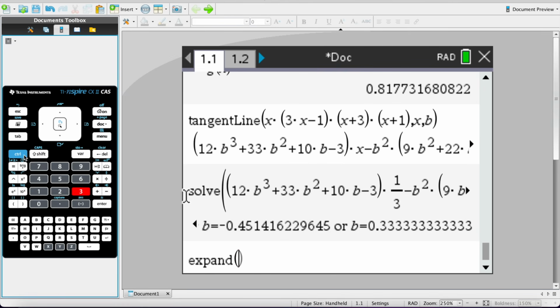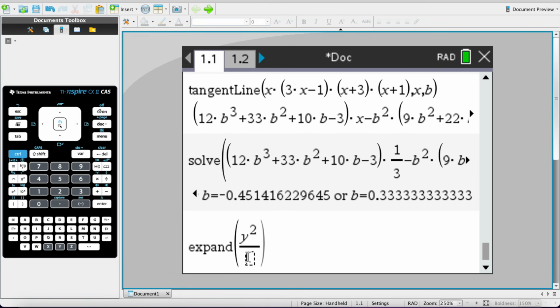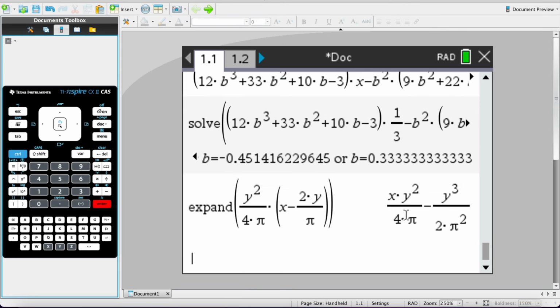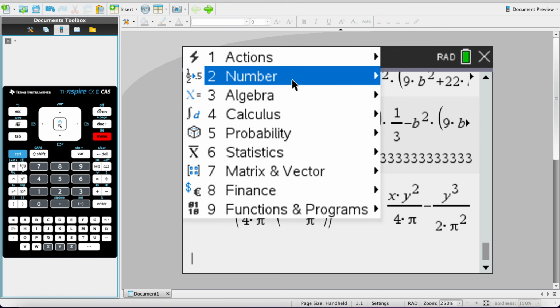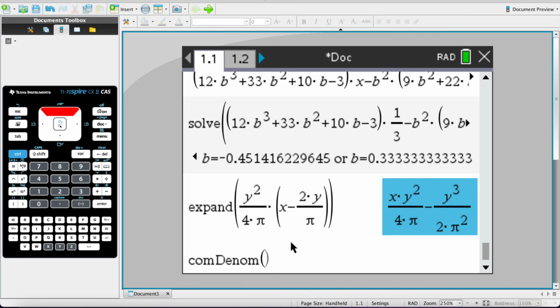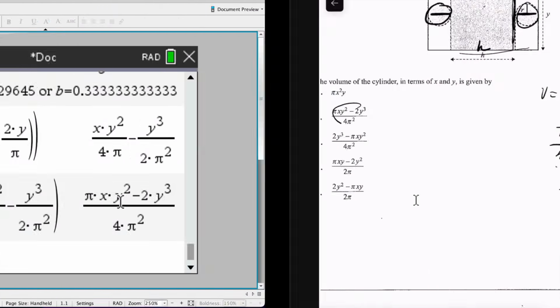You've got y squared over 4 pi times by x minus 2y over pi, and you get that, and we can just make a common denominator. So you can do fraction tools, so menu, number, fraction tools, common denominator, just put that there, and that's the answer. So which one is that? That's pi xy squared minus 2y cubed over 4 pi squared. That's B.